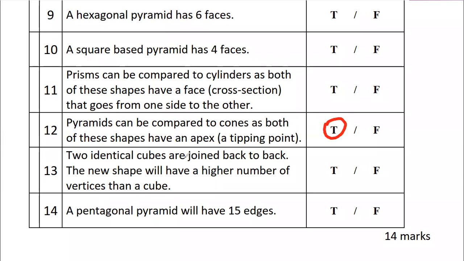Two identical cubes are joined back to back. The new shape will have a higher number of vertices than a cube. No, it will have exactly the same. A pentagonal pyramid will have 15 edges. Again, I would say false. A pentagonal prism will have 15 edges, but a pentagonal pyramid will have 5 in the base and 5 connecting to the apex or the tipping point, so 10 only.